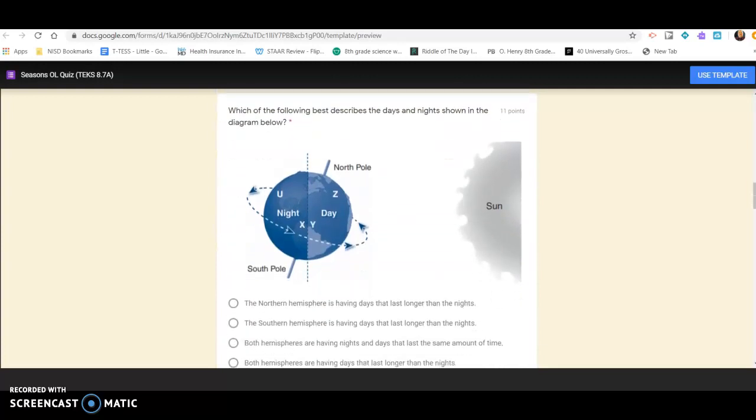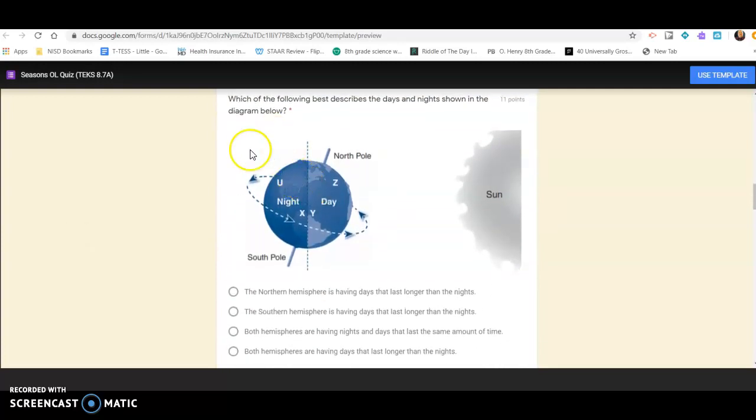Next question. Which of the following best describes the days and nights shown in the diagram below? Use the image to answer the question. Take a look at all of the letters, take a look at all the information that's given to you. The northern hemisphere is having days that last longer than the nights. The southern hemisphere is having days that last longer than the nights. Both hemispheres are having nights and days that last the same amount of time. Or both hemispheres are having days that last longer than the nights.